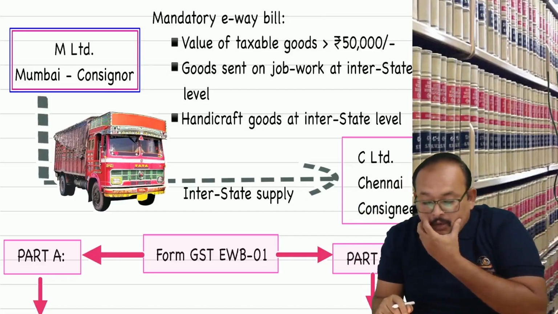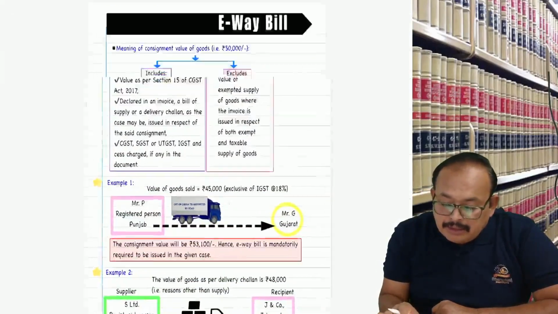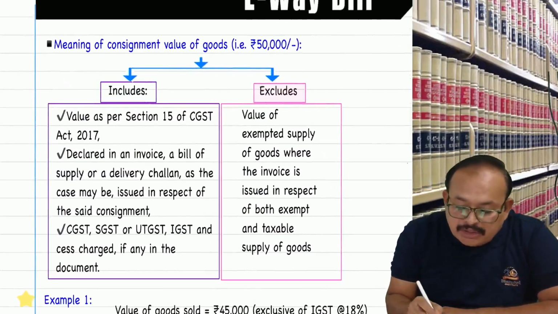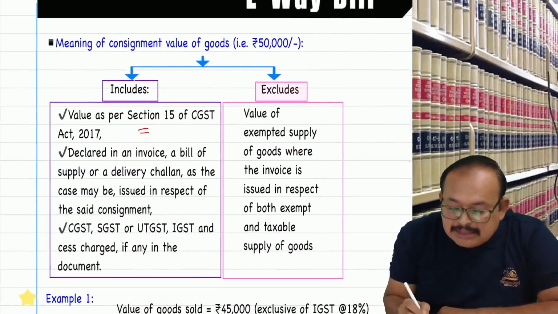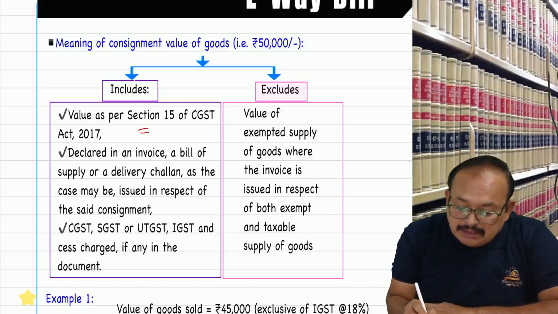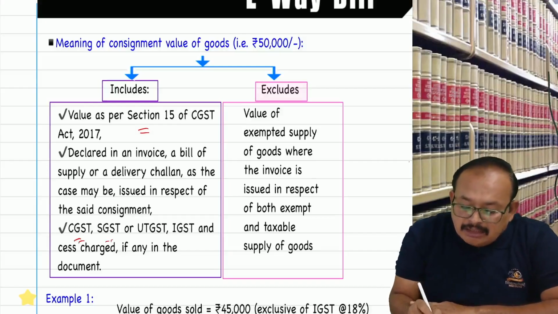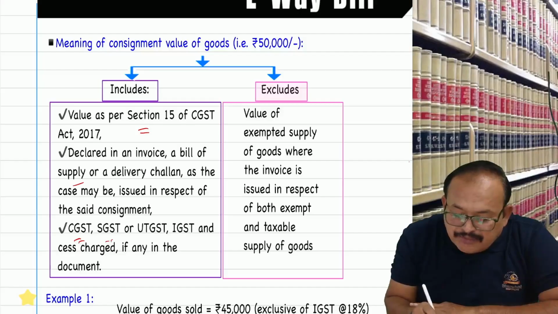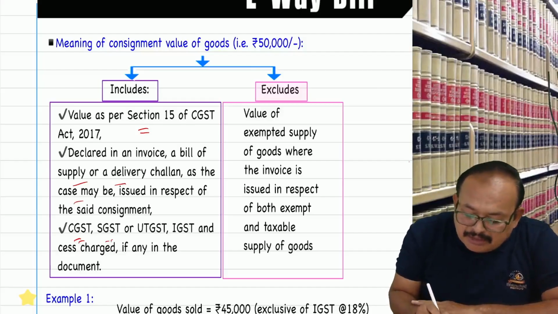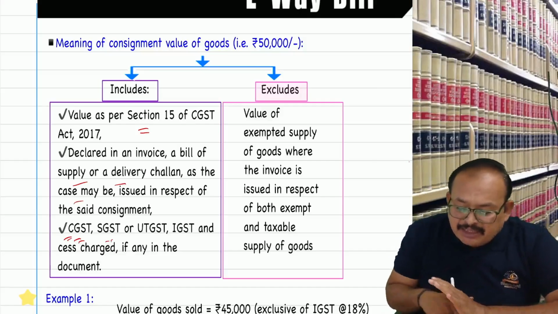The 50,000 value, look here, includes the value derived as per section 15 followed by GST taxes thereon, or as declared in an invoice, a bill of supply, or a delivery challan, as the case may be. Further, CGST, SGST or UTGST values.